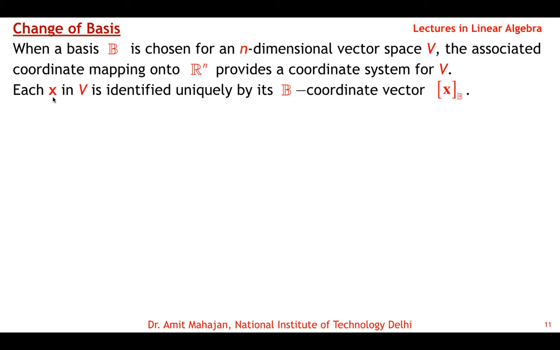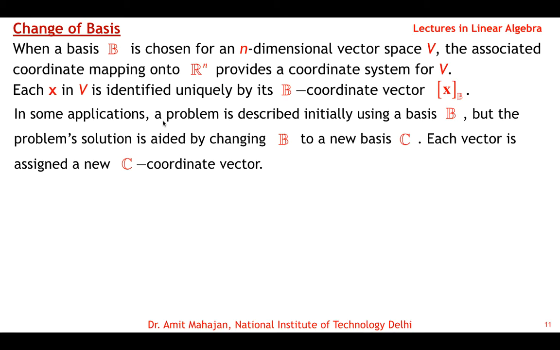So for every vector x in V, we can write x as a linear combination of the basis vectors, and the weights are known as the B-coordinates of x, which are unique by the unique representation theorem. In some applications, a problem is described initially by a basis B, but the solution is aided by changing to a new basis C, and each vector is assigned a new C-coordinate vector. Just like we have the B-coordinate of x, we will also have the C-coordinate of x.